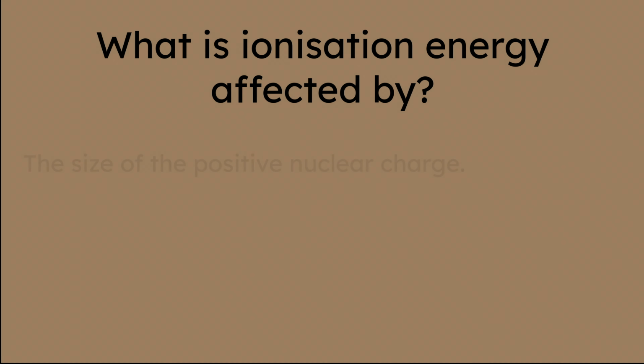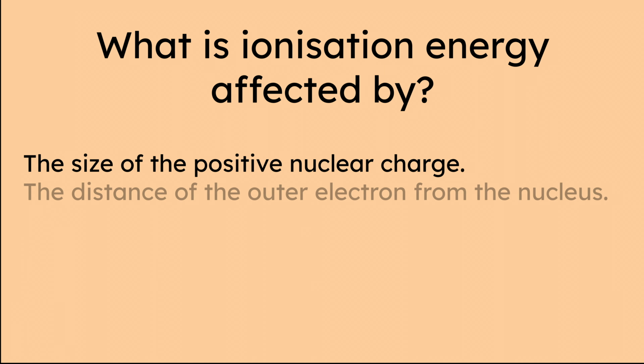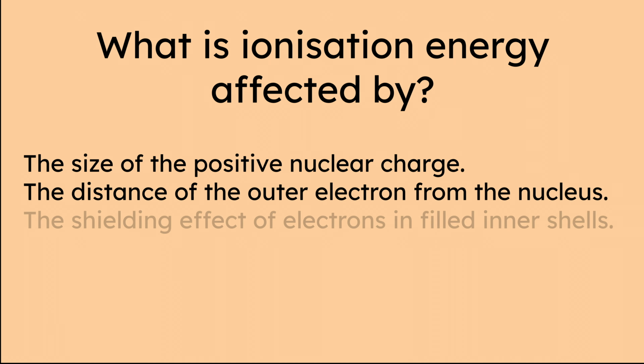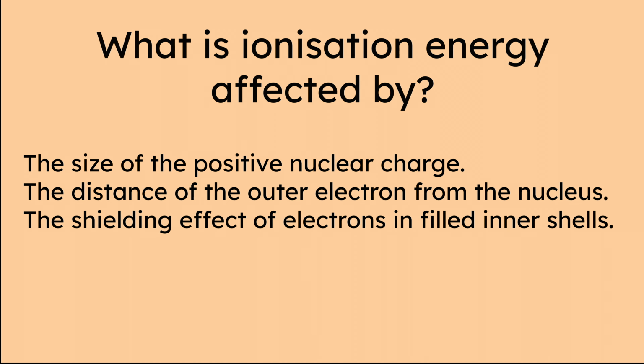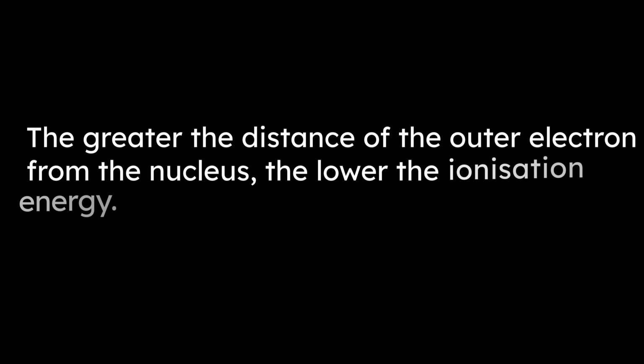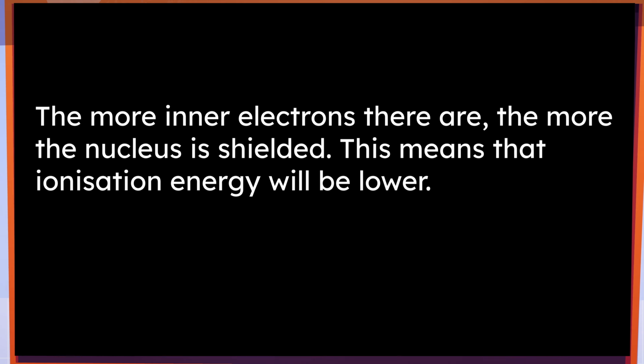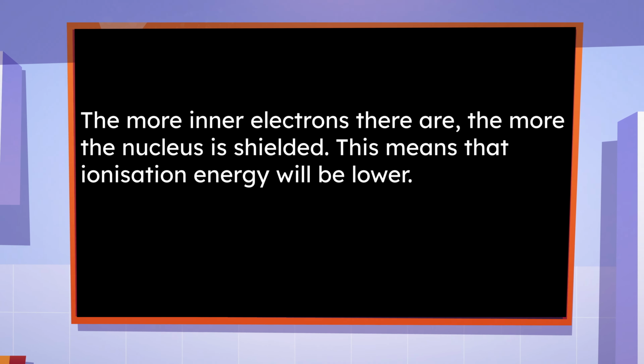Those are the ionization energies, but what are they affected by? Well, ionization energy is affected by the size of the positive nuclear charge, the distance of the outer electron from the nucleus, and the shielding effect of electrons in the filled inner shells. The greater the positive charge of a nucleus, the greater the ionization energy. The greater the distance of the outer electron from the nucleus, the lower the ionization energy. The more inner electrons there are, the more the nucleus is shielded. This means that the ionization energy is going to be lower.